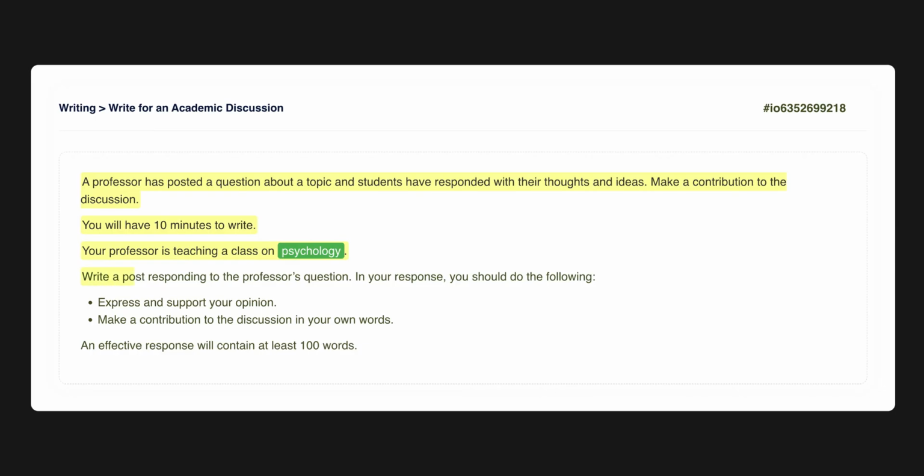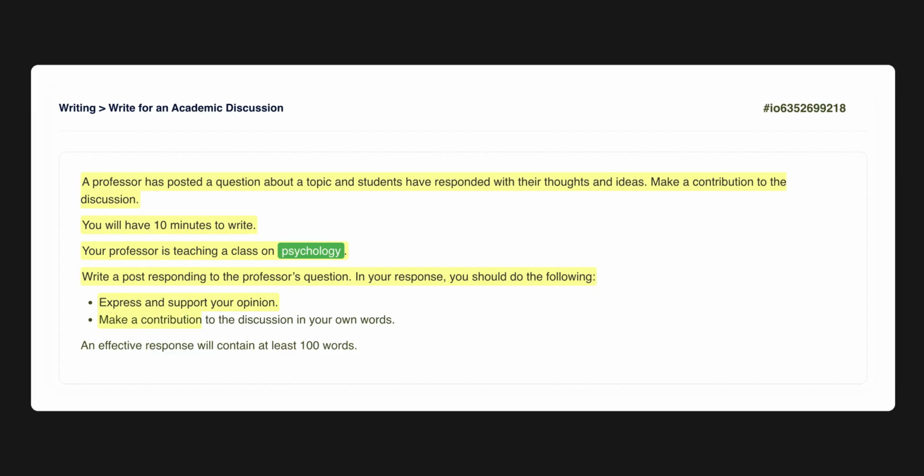Write a post responding to the professor's question. In your response, you should do the following. This part reminds you that your primary goal is to answer the specific question asked by the professor. Do not just write general facts. Make sure you address the prompt directly. Express and support your opinion. You must clearly state which side you are on, and then provide strong reasons or examples to back up that claim. Supporting your opinion is key to getting a high score in the development category.